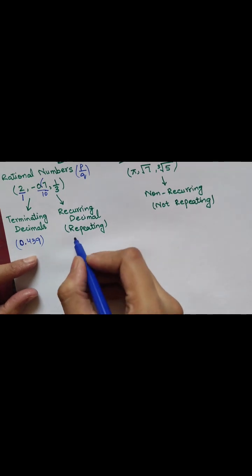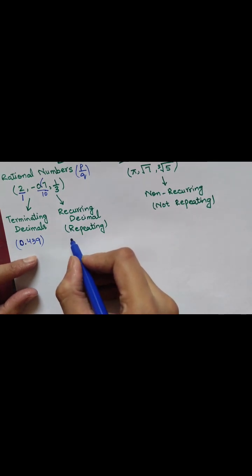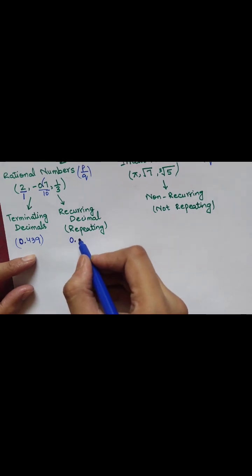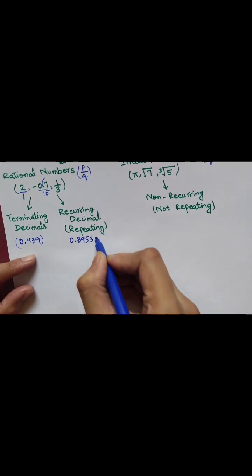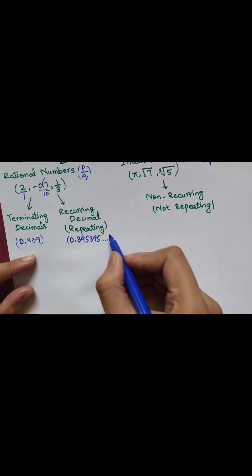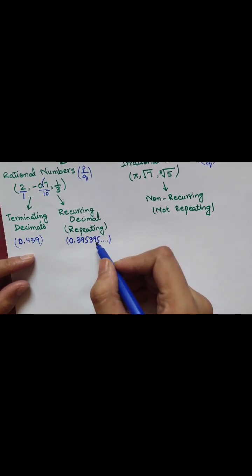Recurring decimals means repeating decimals. After the decimal, the digits are repeating. For example, 0.395395, and so on, and it continues indefinitely. It doesn't stop, so it is called a recurring decimal.